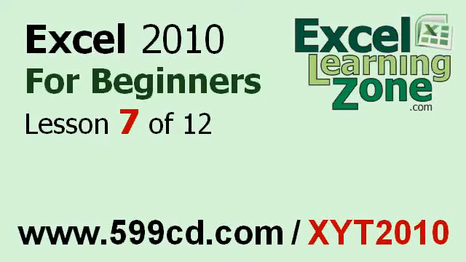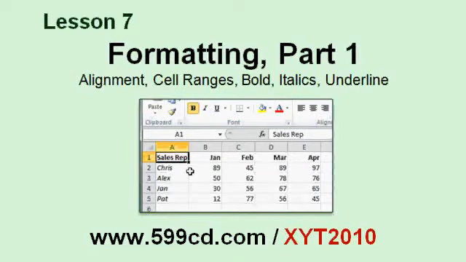If you landed on this lesson first, you can click on the link in the video window above to start back at the beginning. In lesson 7, we'll start to look at how to make our spreadsheets more professional. We'll learn about cell alignment, cell ranges, bold, italics, and underline.